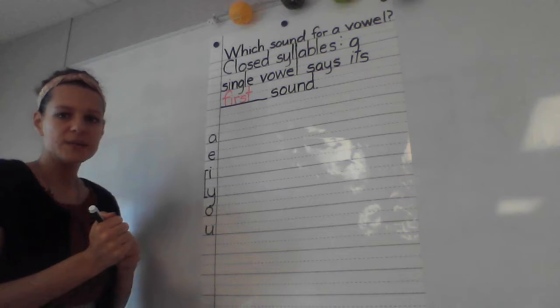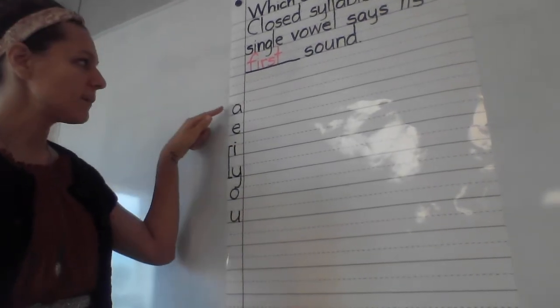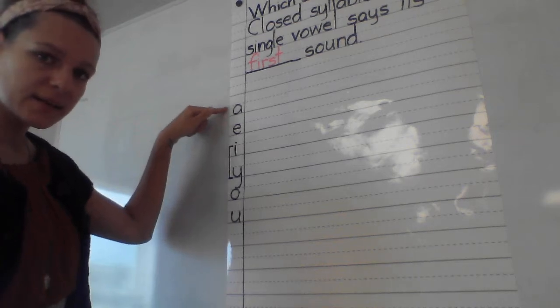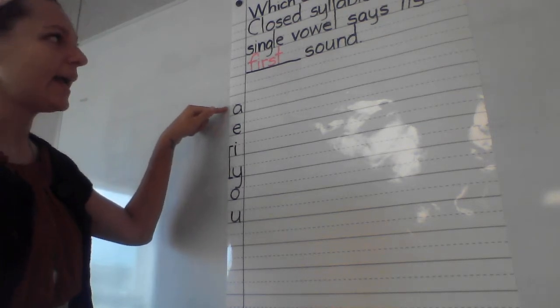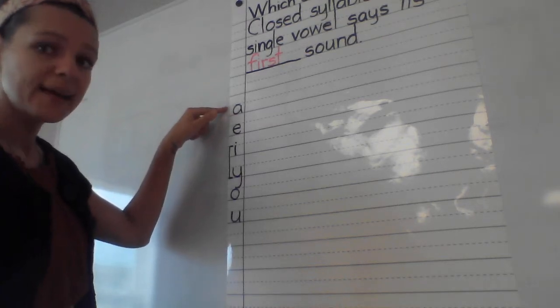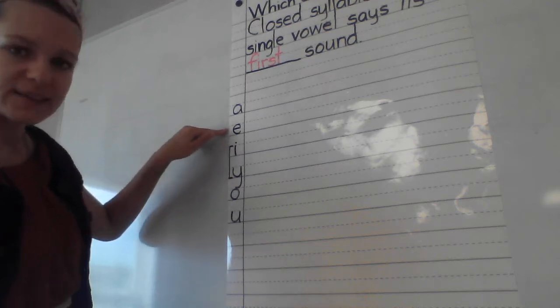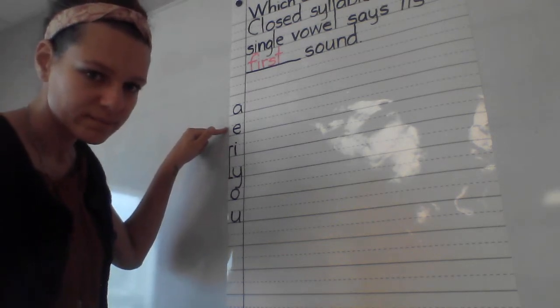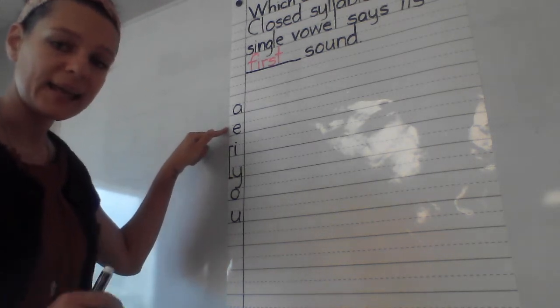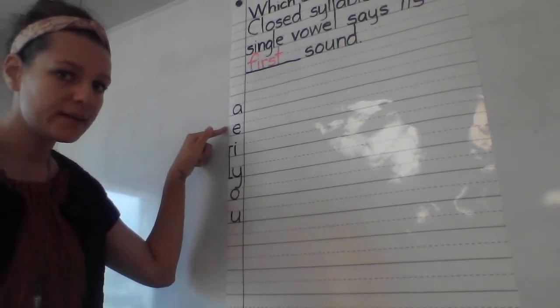All right, so let's go down our chart, and I want you to tell me first all of the sounds of this. Good, a, ah, and in a closed syllable, what would it say? Excellent, ah. All right, what are all the sounds of this? Excellent, e. And in a closed syllable, what would this say?